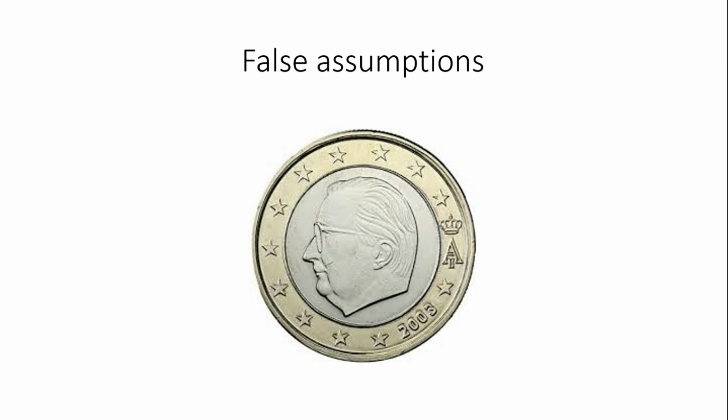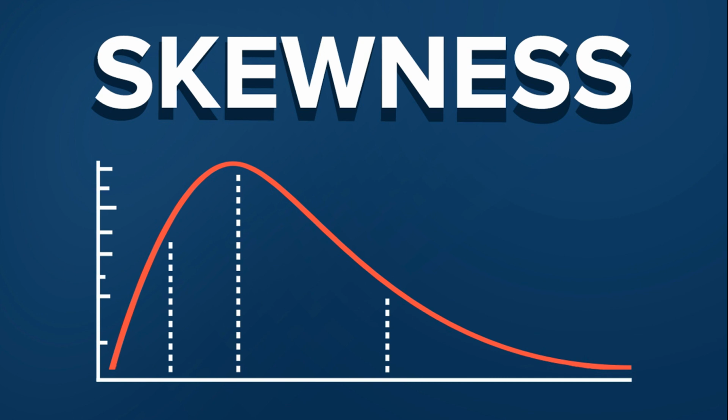Well, this coin is a Belgian euro. The Belgians chose King Albert for the head of their euro, and he was a fairly large gentleman, such that a Belgian euro is not a fair coin. It comes up tails 2/3 of the time. So if we repeat our experiment and throw 100 Belgian euros a million times, we're not going to get a bell curve. We're going to get a skewed curve.